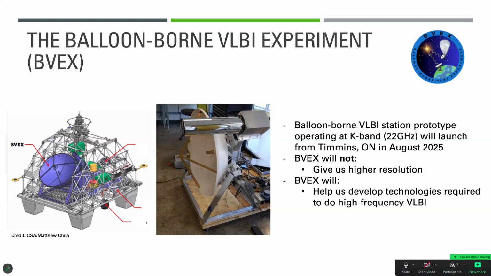This is what the telescope looks like in our lab. You'll notice it doesn't have a gondola. That's because the Canadian Space Agency will be launching us and will give us the gondola, and it will be a shared payload with all kinds of other experiments on it. We'll be launching from Timmins in Ontario, in the middle of nowhere, mainly because we want to make sure that when the balloon comes down, it doesn't drop on anything.